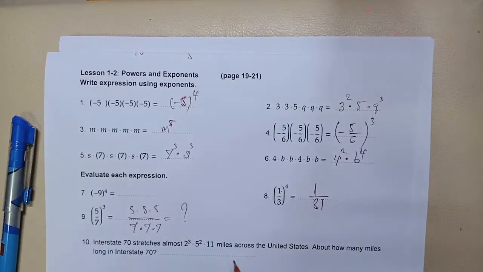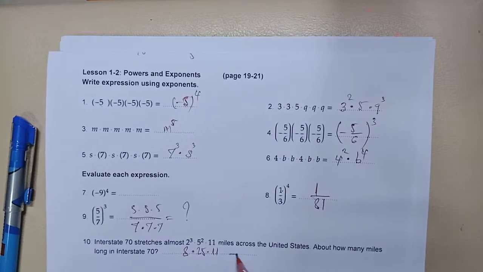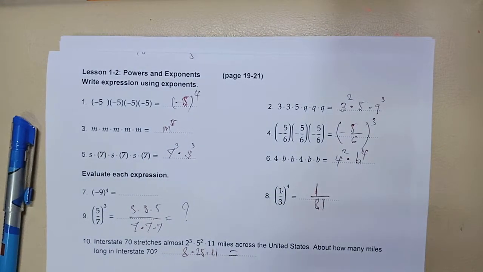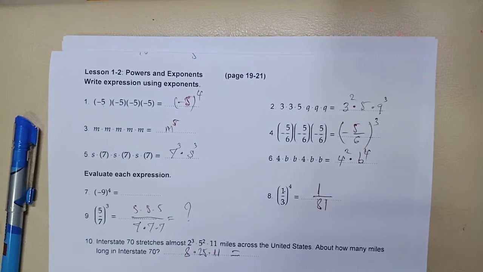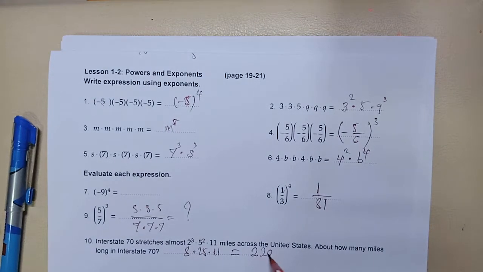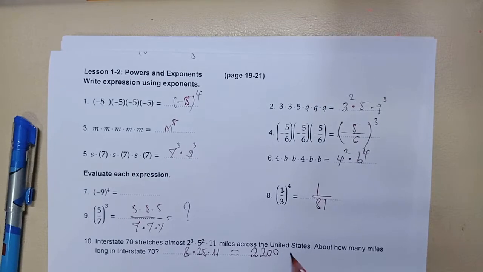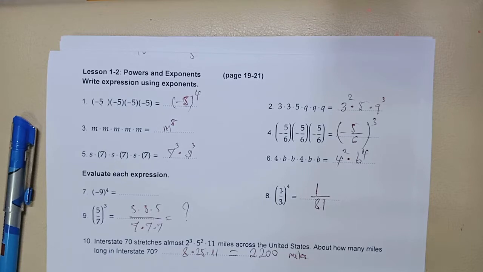Okay, this is very easy. You just simply multiply this together, which means that 2 times 2 times 2, 3 times, you will have 8, multiplied by 5 times 5, you have 25, and multiplied by 11. So you have 8 multiplied by 25, multiplied by 11, you get 2,200 miles. Now let's move to another section.